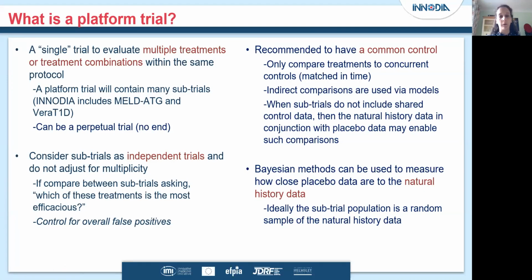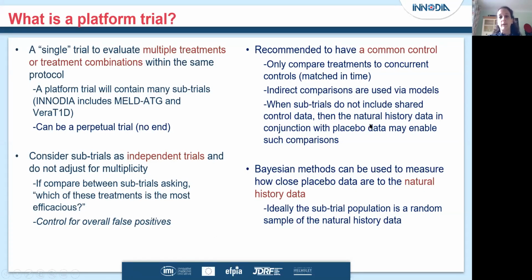It can be a perpetual trial, so have no end. And we consider these sub-trials, so again, MELD-ATG and VERITID-1D would be those trials, as independent trials. So we do not adjust for multiplicity. Now, let's say that we do decide to compare between these sub-trials, asking perhaps the question, which of these treatments is the most efficacious? Then in that case, we would have to control for multiplicity or for overall false positives. So it's recommended that these platform trials have a common control so that you're comparing treatments to concurrent controls which are matched in time. Any kind of indirect comparisons would have to be done using models.